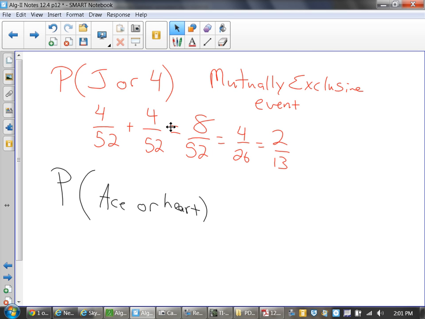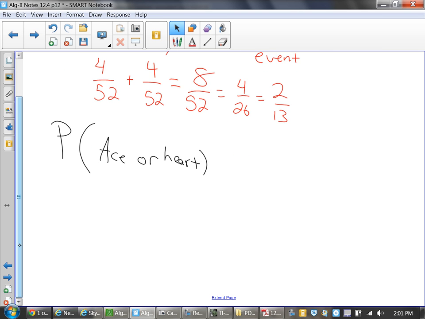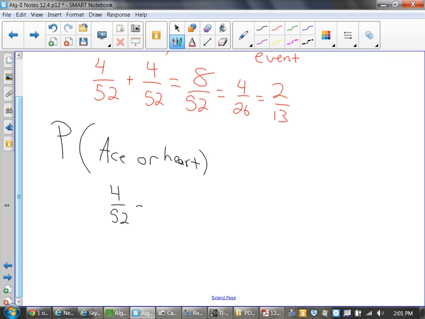So what happens here is that this is a not mutually exclusive event. You find the probability of an ace. There's 4 out of the 52. Or the heart, well, there are 13 hearts out of the 52. But you have to back out what they have in common. You're backing out the intersection of an ace and a heart. There's one of those. So you get, what is that, 16 out of 52. 8 out of 26, and that would be 4 out of 13.